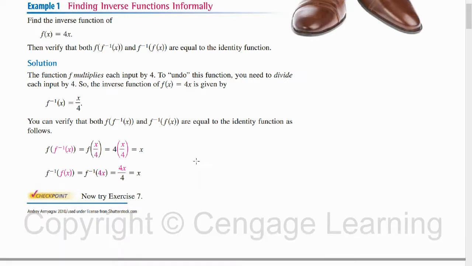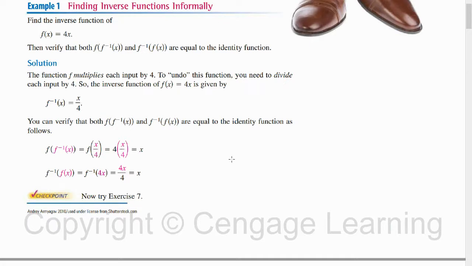So now let's verify by doing f of f inverse. That is to say, everywhere you see an x here, you're going to replace it with x over 4. So f of x over 4, 4 times x over 4, the 4's cancel, and it equals x. And likewise, you'll see the same thing here. So this is a very simplistic example, but it is offering you this idea of inverse, okay?